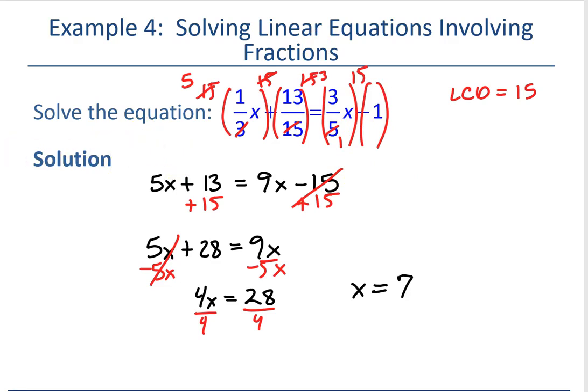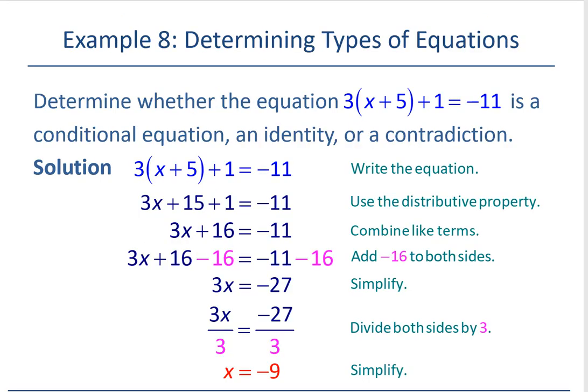Let's do one more here. Actually, let's jump to this one right here. The reason I'm keeping this one the way it is, I want you to see what conditional and stuff like that is. So we've got: determine whether the equation 3 times x minus x plus 5 plus 1 is equal to -11 is a conditional equation, an identity, or a contradiction.